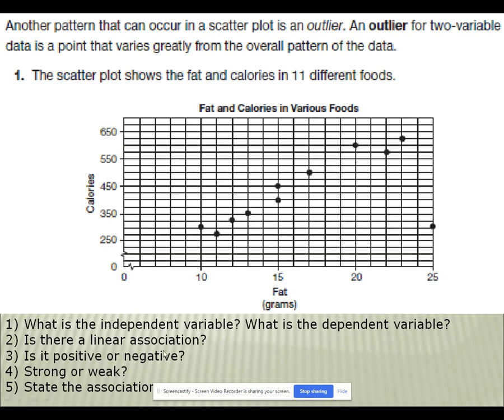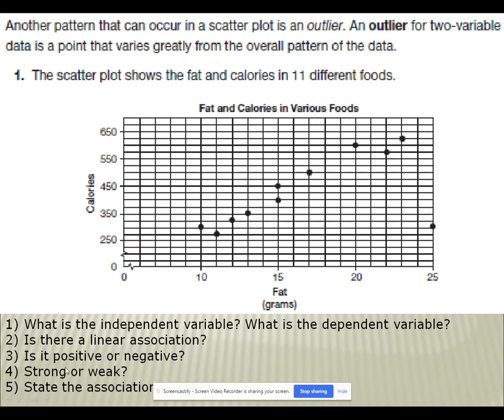So is there a linear association for this graph? Yeah, you can see they're going in a pattern together. So yes, there is a linear association. Is it positive or negative? If you look at the graph, are the points going up together or down together? They're going up, which means it is a positive association. Positive, so there's a positive relationship.